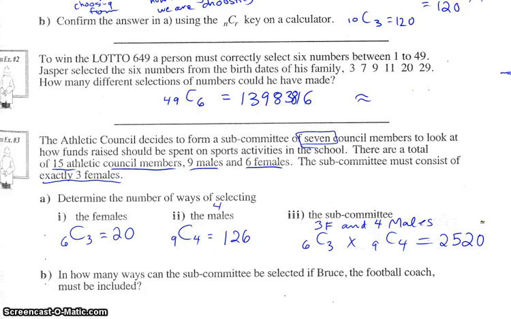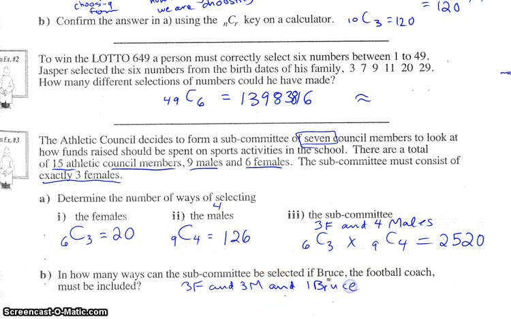Okay, now part B, they're throwing a little bit of a twist at us. In how many ways can the subcommittee be selected if Bruce, the football coach, must be included? Okay, so that means we're really only selecting 6 people because Bruce is already on there. Okay, so we would then have 3 females, and I guess now only 3 males to choose from because Bruce was male. And then we can write 1 Bruce if you like, but there's only one way to select Bruce. Okay, so 3 females, we already knew that. That was the 6 choose 3.